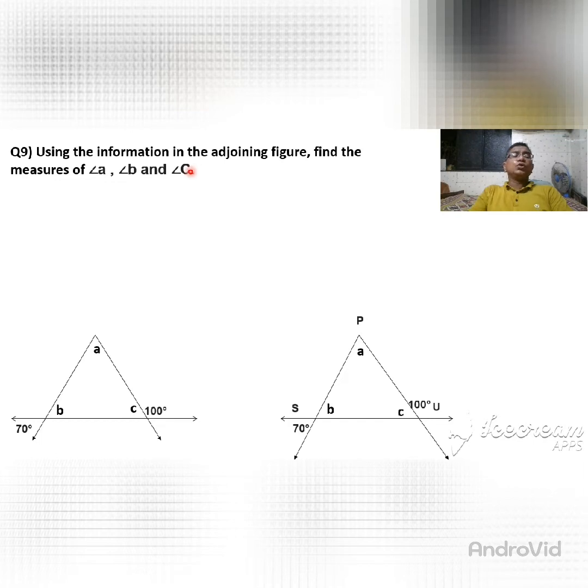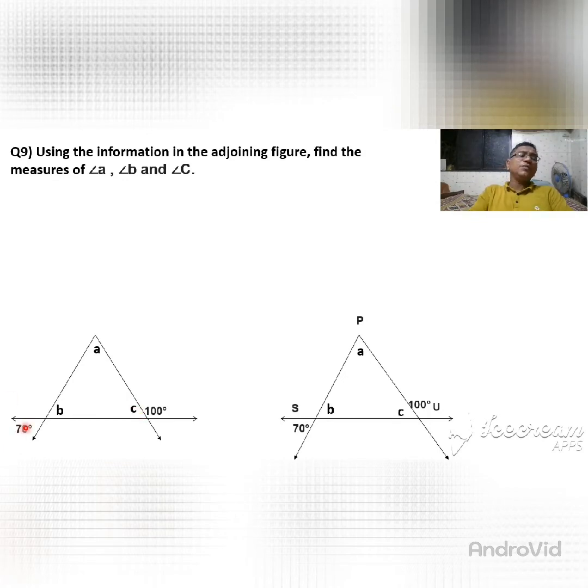Okay. So what did they say? They said you must find out the A, B, C values. So it is very simple, my students. It is 100 degrees and it is C. So C and 100 degrees are linear pairs of each other. So the sum of them is 180 degrees. Angle C plus 100 degrees is equal to 180 degrees. 100 degrees go across: 180 degrees minus 100, getting 80 degrees. So C is equal to 80 degrees.